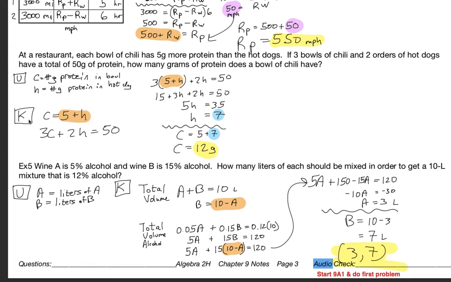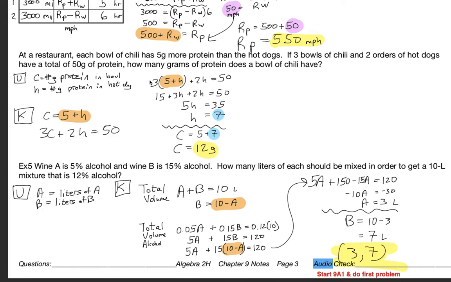At a restaurant, each bowl of chili has 5 grams more protein than the hot dogs. So eat your chili, boys and girls. We need protein here. If 3 bowls of chili and 2 orders of hot dogs have a total of 50 grams of protein, then how many grams of protein does a bowl of chili have?